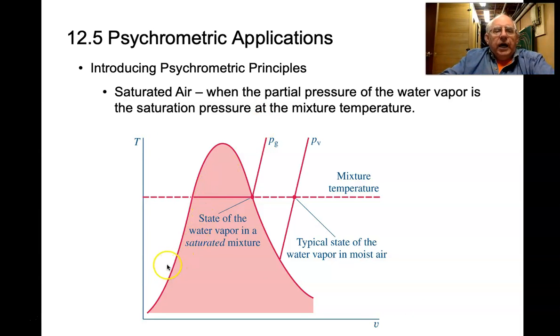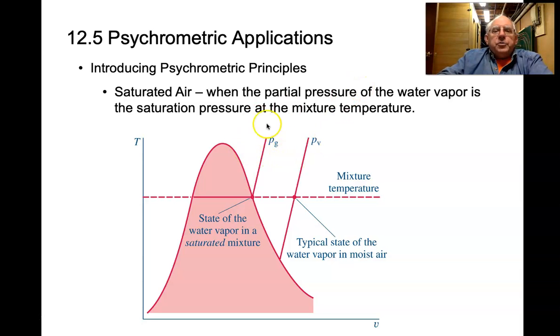We know that these lines come up in the subcooled region, they go across at a constant temperature, and then they go up into the superheated region. And so if the partial pressure of the vapor happens to be at the saturation pressure associated with that temperature, we have the state of the vapor right at the edge of the dome.